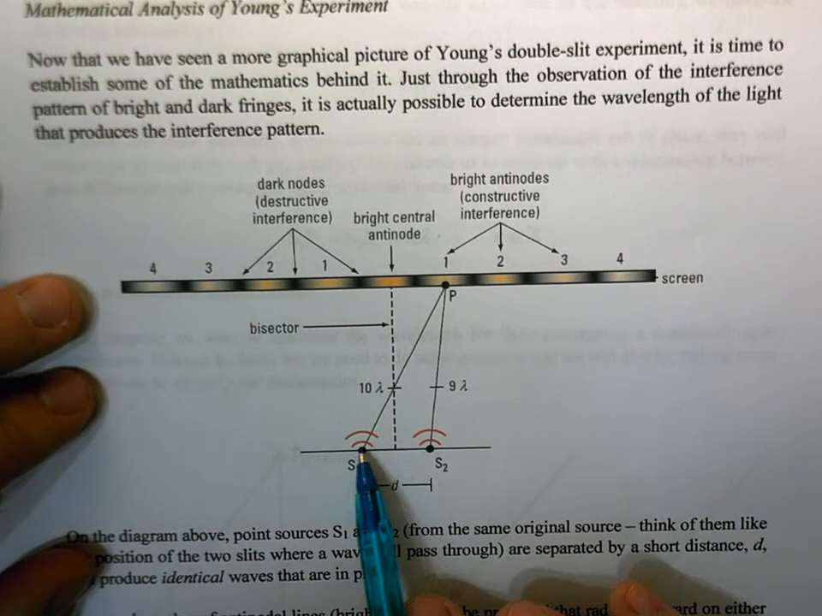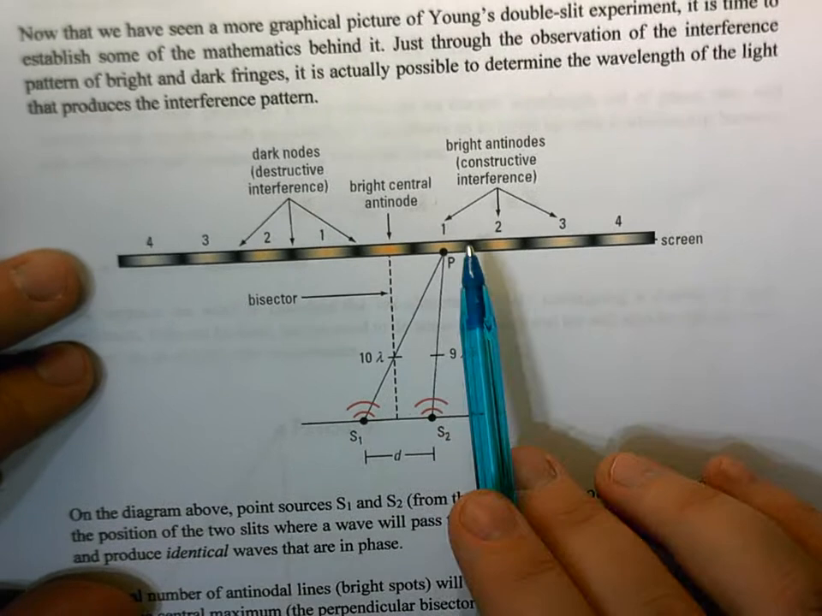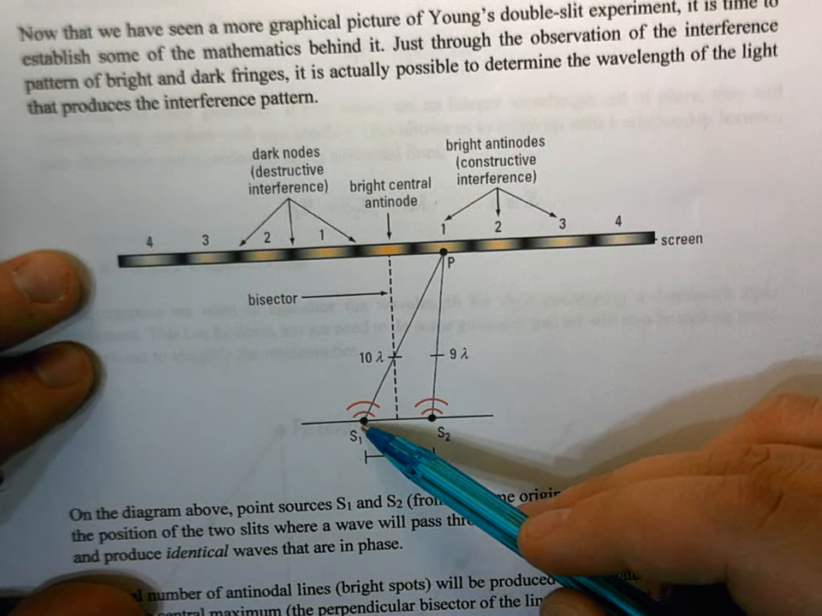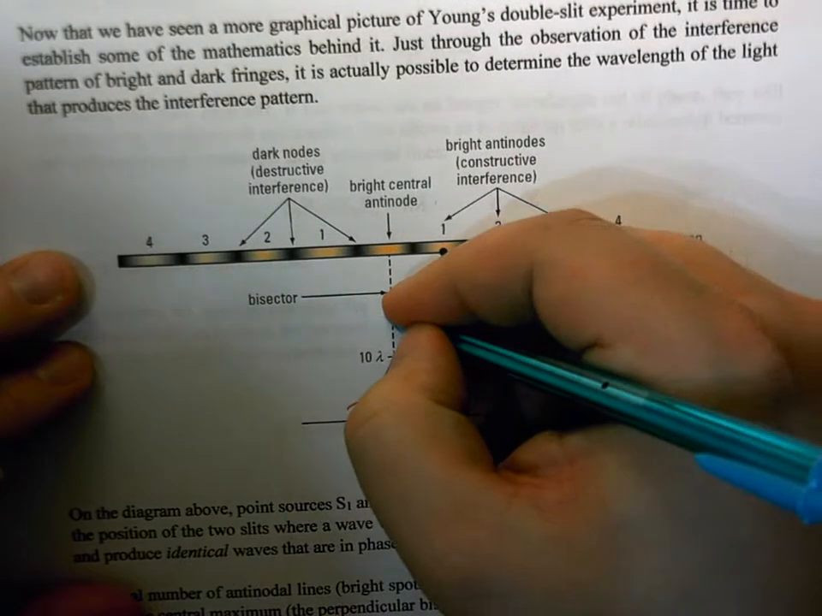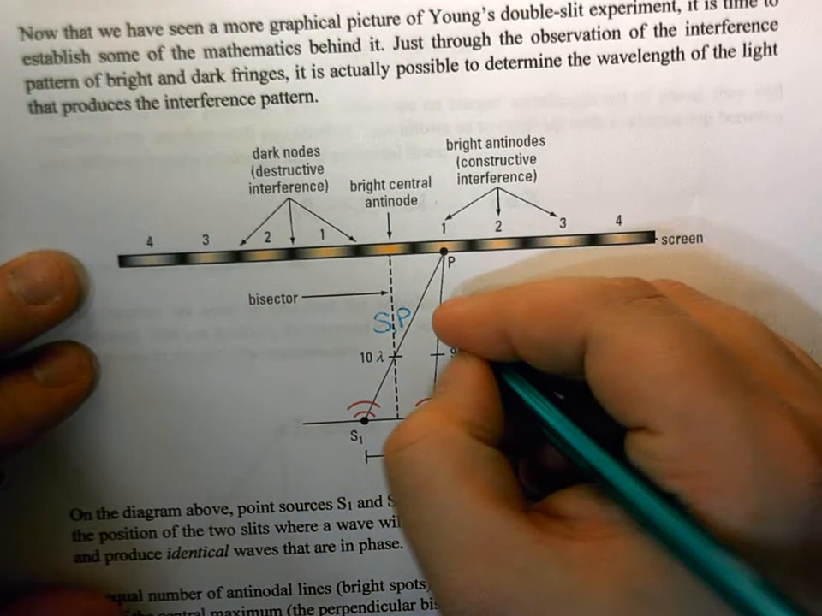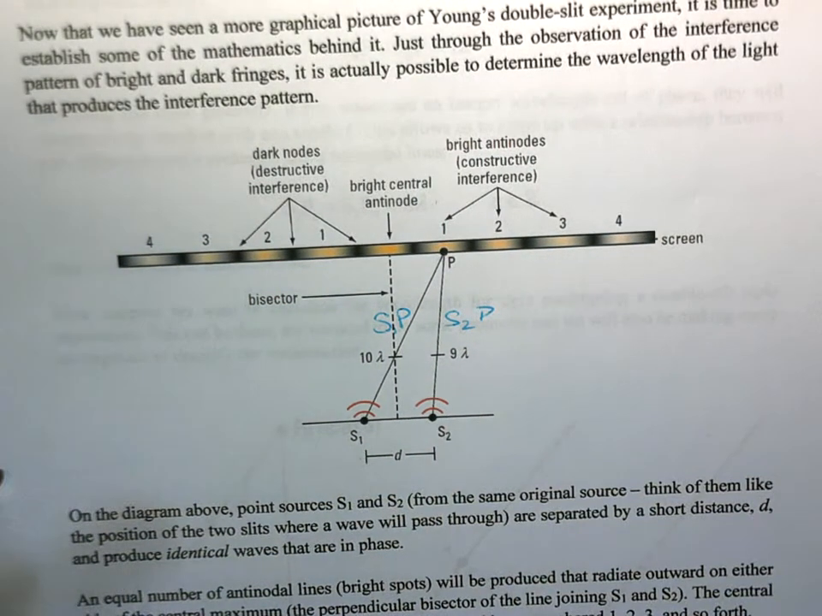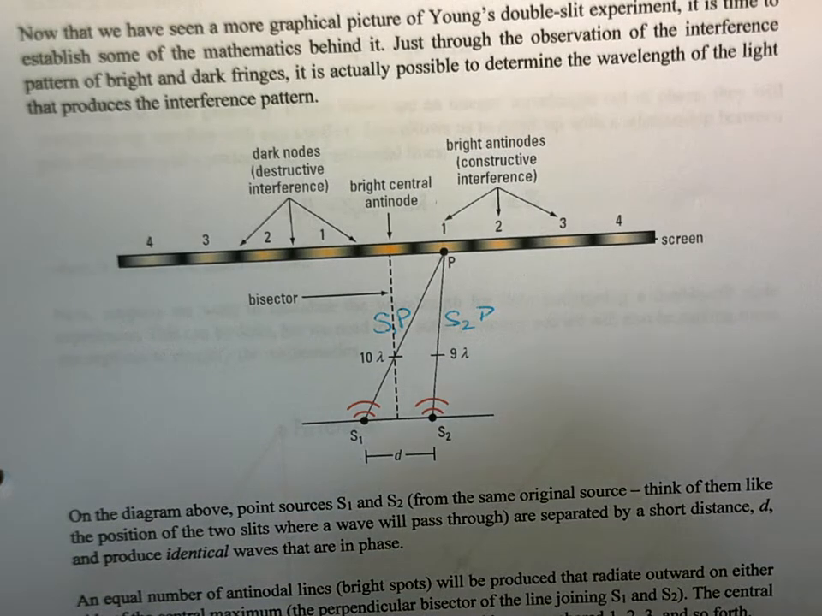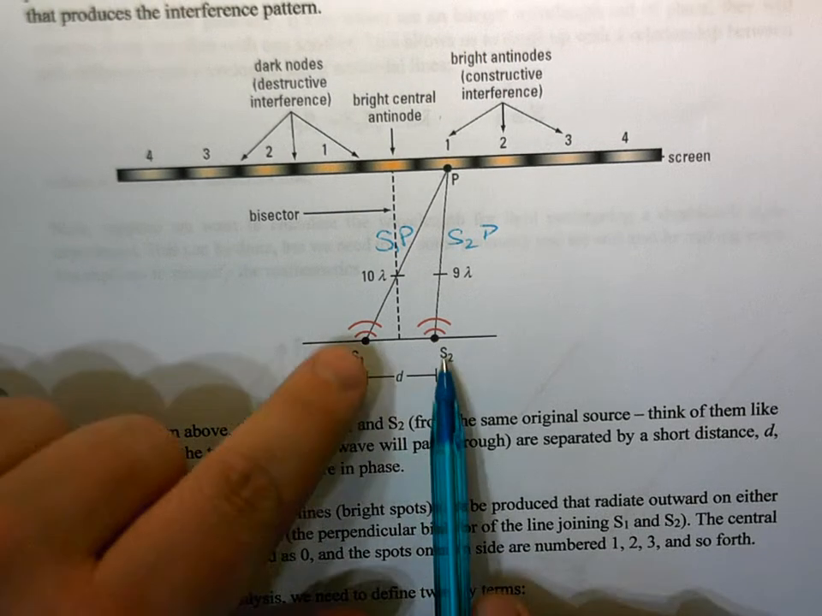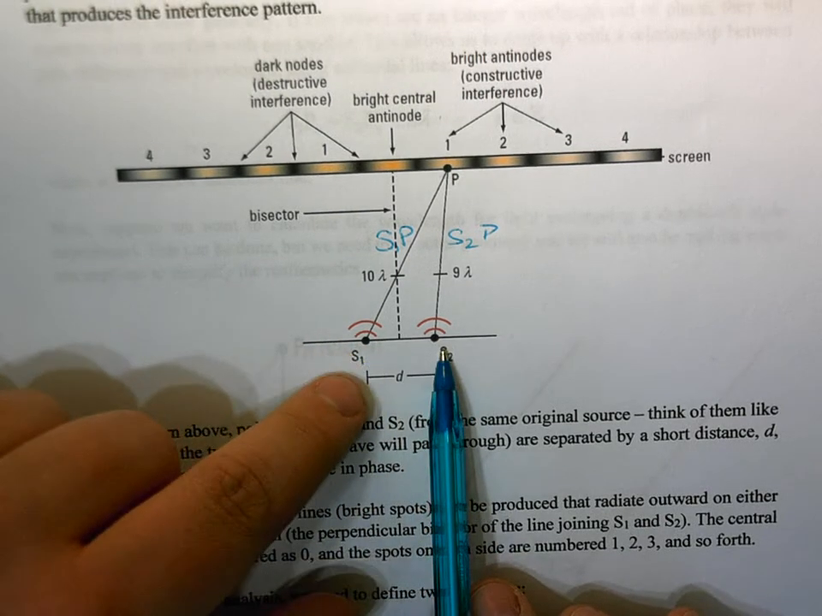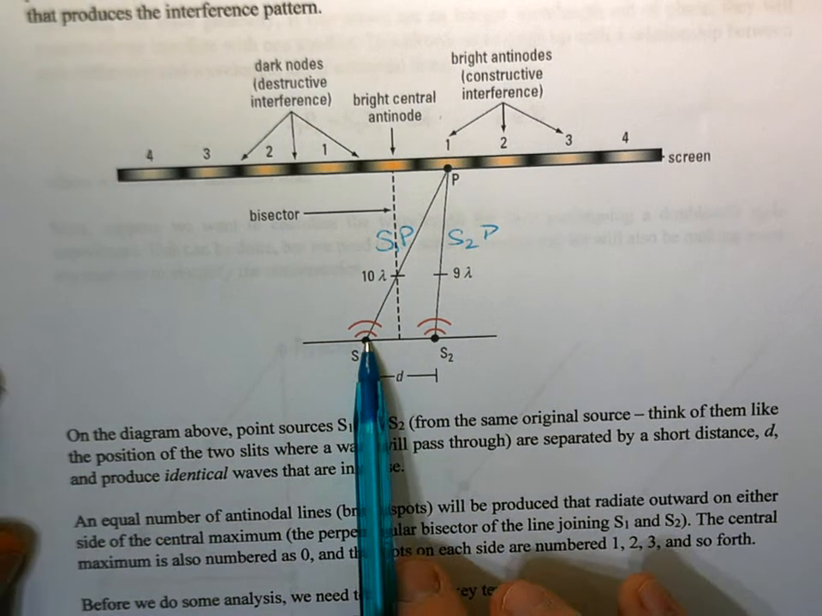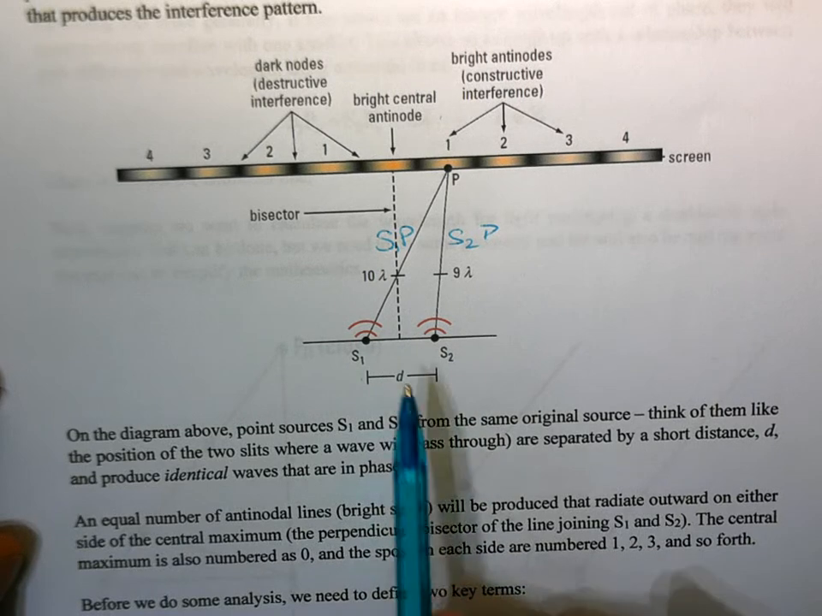Now, the two slits here we're going to call S1 and S2, and the point at the center of the fringe we're going to call P. The path from the first slit to this point P we'll call S1P, and from the second slit to this point we'll call S2P. We need that a little bit later. As we talked about in Young's experiment, the wave approaching the slits is in phase, so S1 and S2 are in phase with one another. The distance between these two slits we're going to call D.